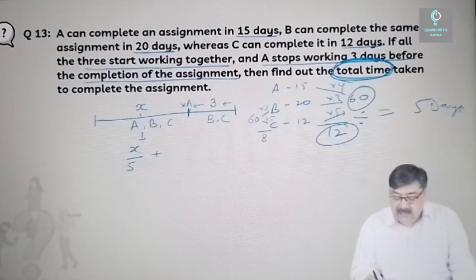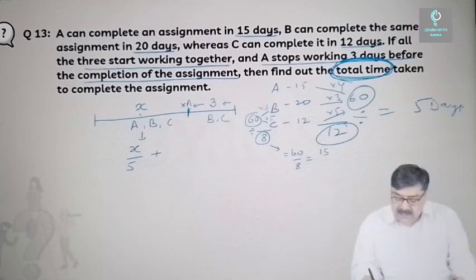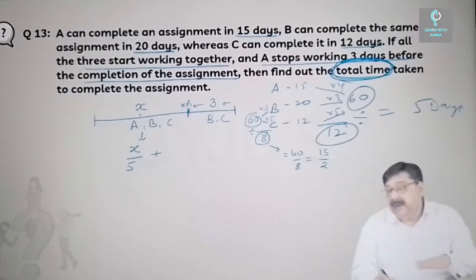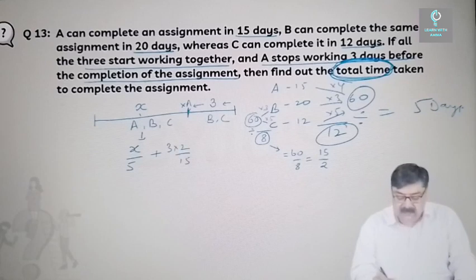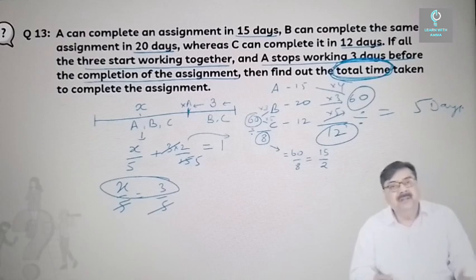So it becomes 8. See, both the figures go by 4. So 4 into 15 is 60 and 4 twos are 8. So 15 by 2. So 3 days work of B and C is 3 into 2 by 15. That's what we have. Together they complete the work. So cutting happens here, 3 5s are 15. So 2 by 5. So X by 5, 2 by 5 goes here, becomes 3 by 5. 5 5 cancels. X is equal to 3.